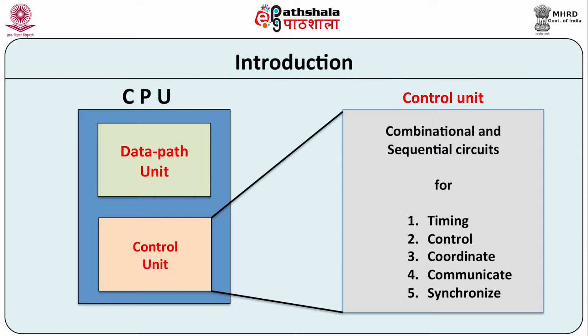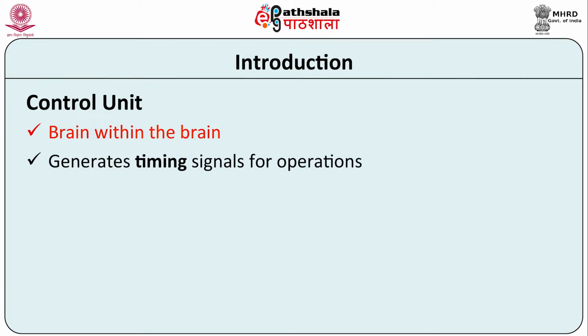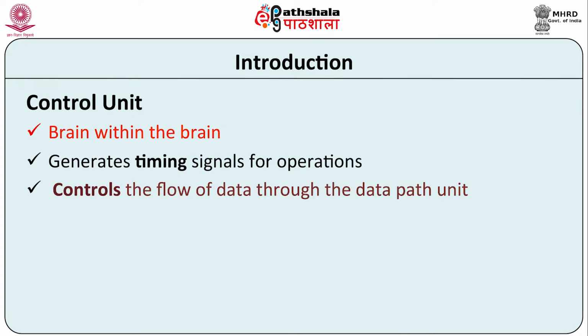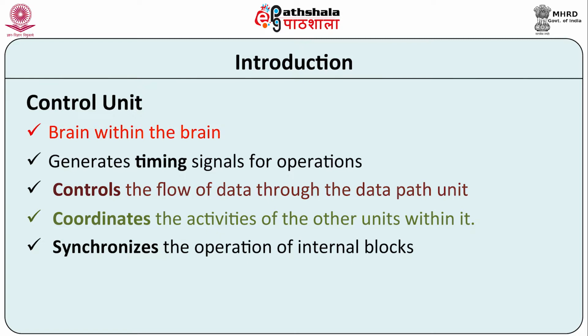The control unit, which is almost the biggest part of the processor, has to be designed carefully to get the best performance. The ALU is called the heart of the processor and the control unit is viewed as the brain of the processor, that is, the brain within the brain. The control unit performs the following tasks: generates timing signals for operations, controls the flow of data through the data path unit, coordinates the activities of other units within it, and synchronizes the operation of internal blocks.